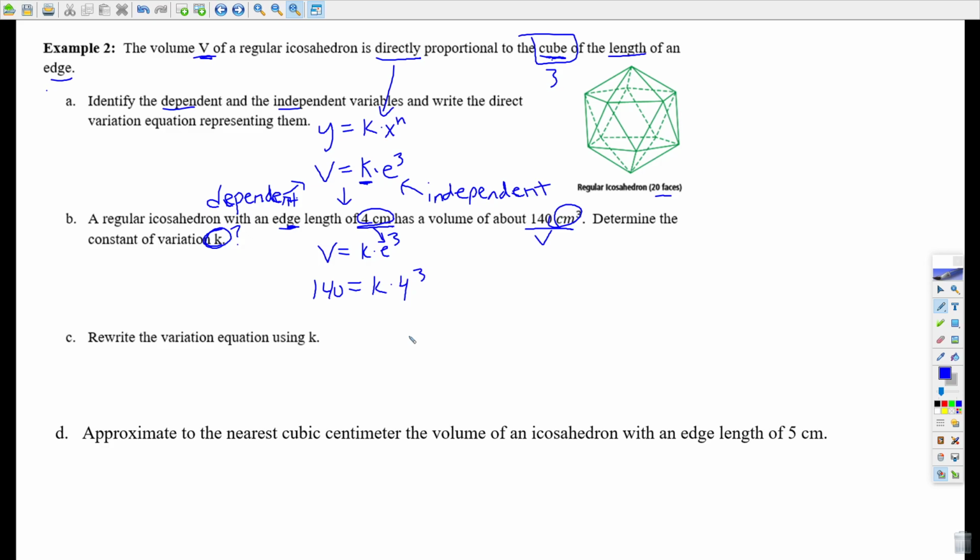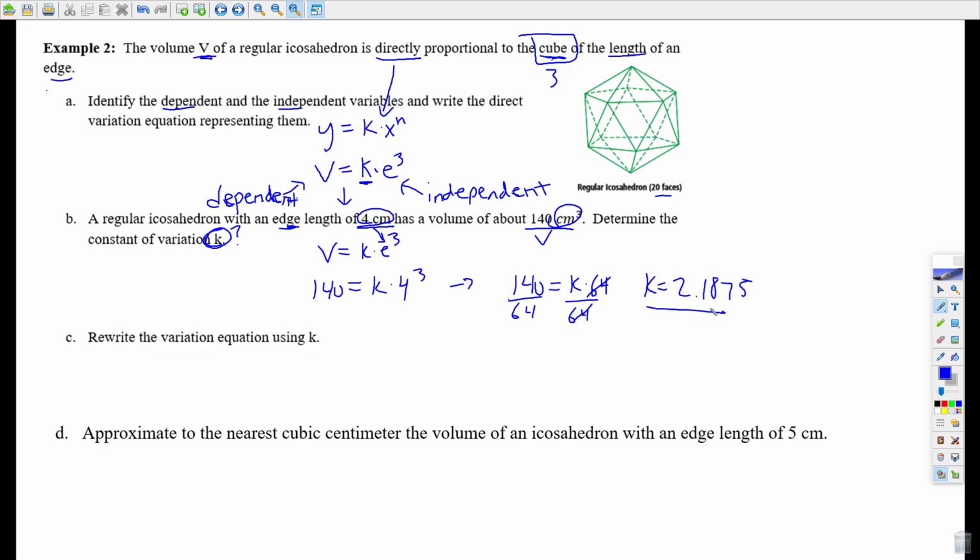So you can probably do that as well. If we do 4 to the 3rd power, that's 4 times 4 times 4. So we have 140 equals K times 64. And then hopefully you can figure out how to get K by itself. Since you have multiplication, we divide. So these are gone. Then you do 140 divided by 64. So it's about 2.1875. It does end there, so I'll probably just write them all out.